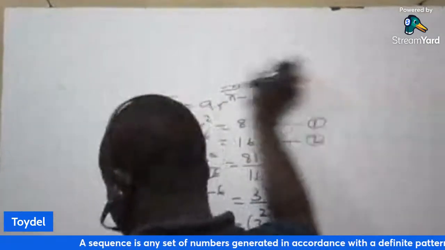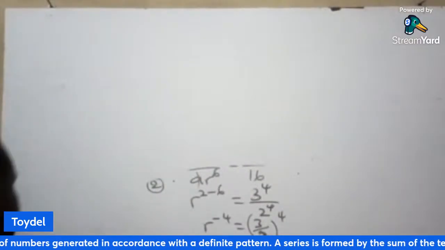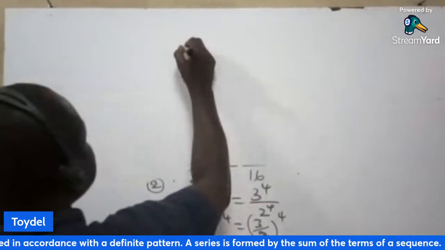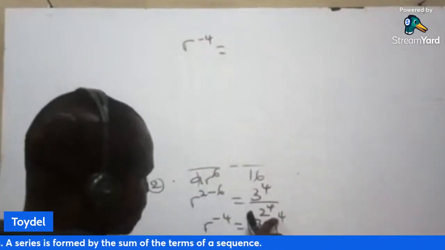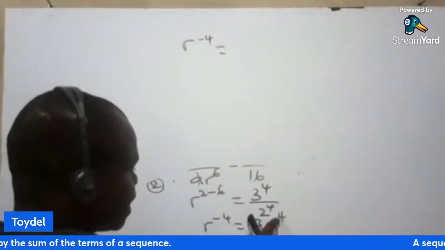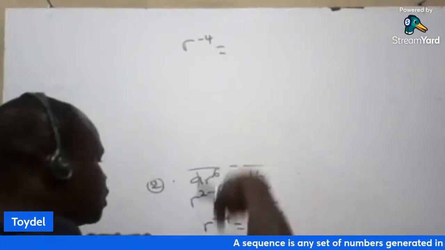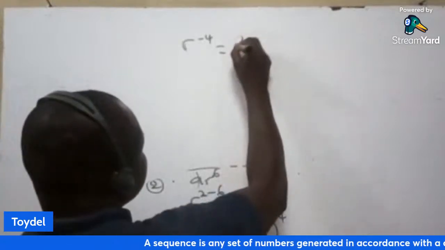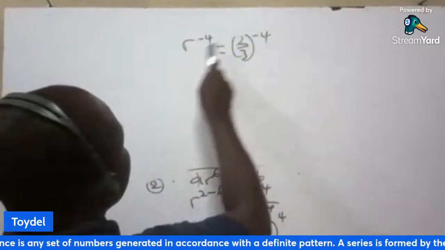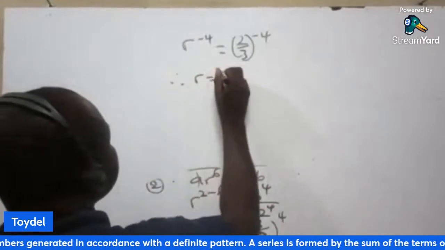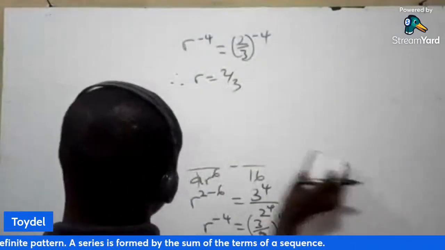Then what do we get from there? From our knowledge of indices, I can get R raised to minus 4 to be equal to, if I want this power 4 at the right hand side to become negative, I will interchange. I would bring the numerator to the denominator and vice versa. So this is the same thing as 2 all over 3, everything raised to minus 4. In this case now, the powers are equal, we equate the base. Therefore, R is equal to 2 all over 3. So we apply the knowledge of indices here to be able to solve that.